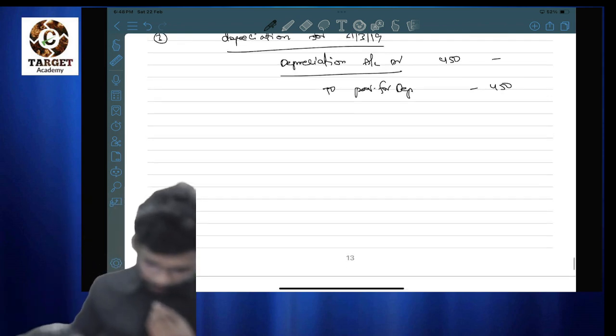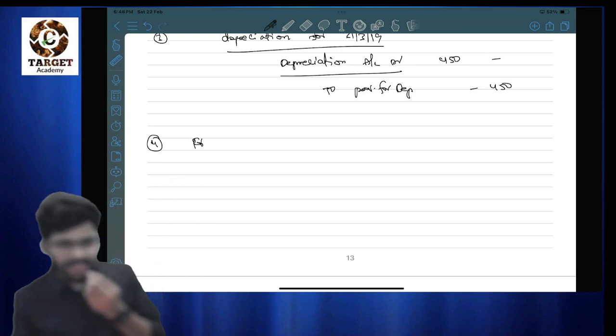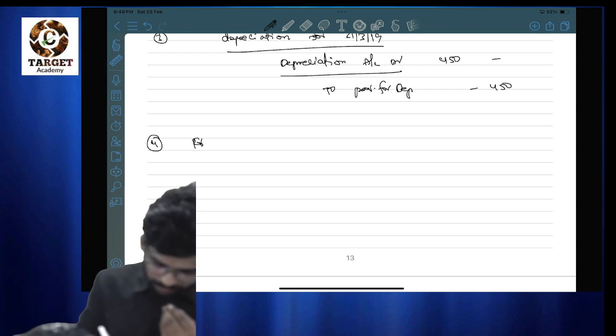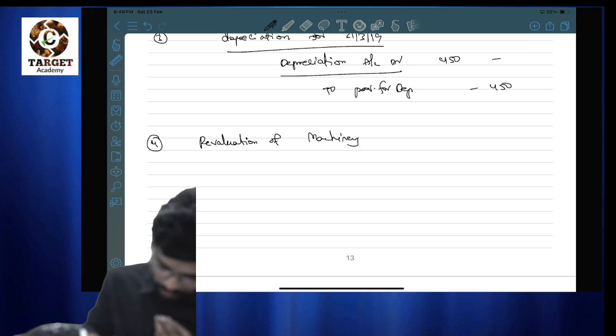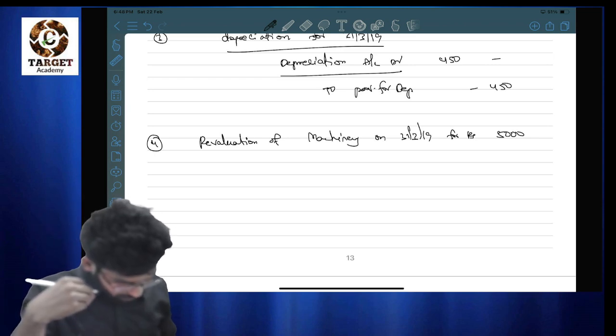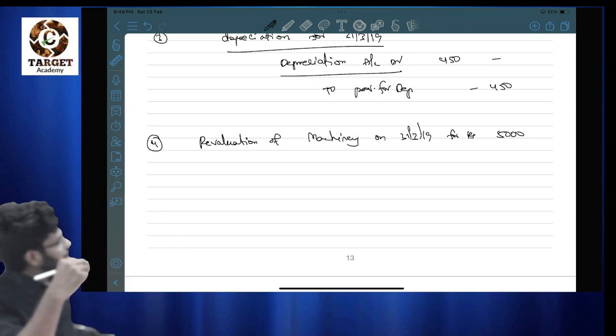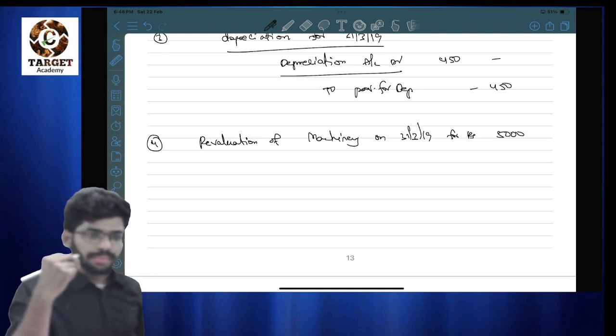Okay. Next, coming to the fourth. On 31st March 2019, we have revalued the asset, right? Please note down. Revaluation of machinery on 31st March 2019, rupees, how much? 5,000. What is the entry? Please tell me.